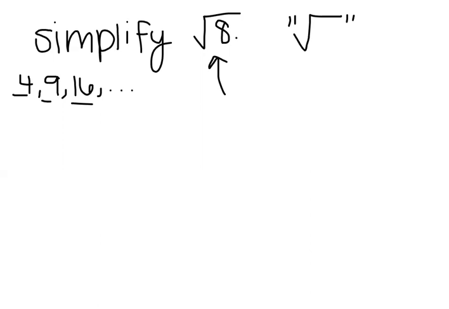Yes. 4 is a perfect square that goes into 8. Whenever you're simplifying these radicals, you basically are just looking for the highest perfect square that can go into your number inside the radical. So 8, we know that we can break that down into 4 times 2, where 4 is our perfect square. And we also know that the square root of 4 is 2.